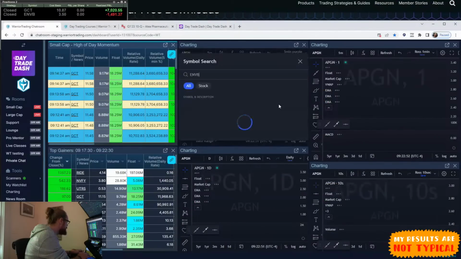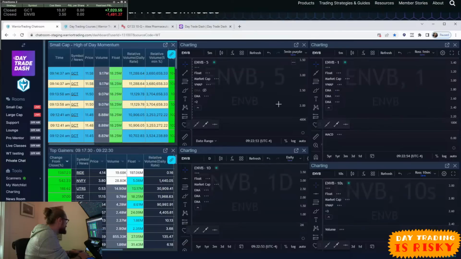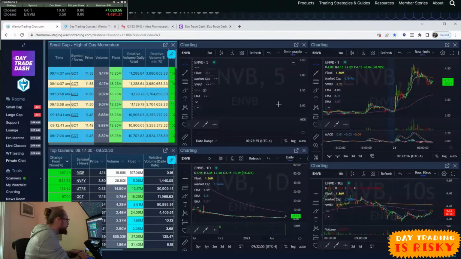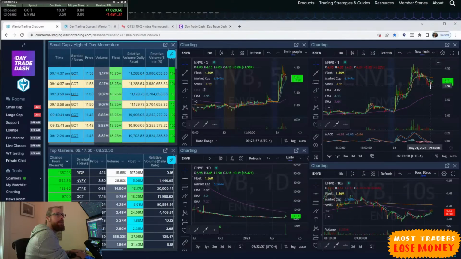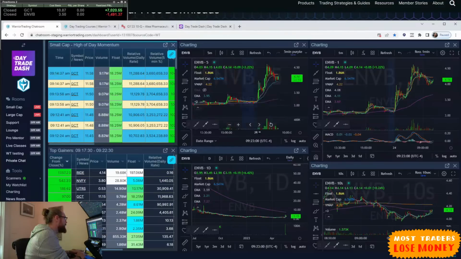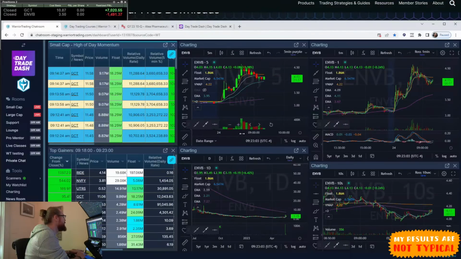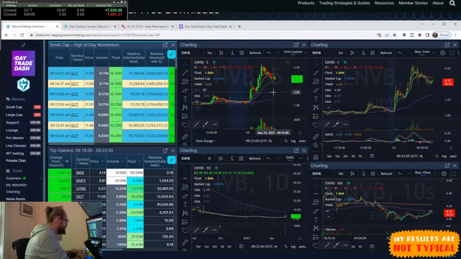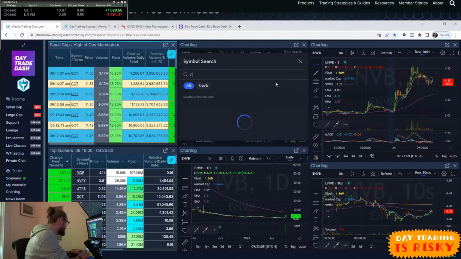That's too cheap. ENVB is up 31%. It's got a 1.86 million share float, but it's below volume weighted average price right now. So that's a little too risky. So I can't take a trade on that. Okay, we could keep going down.